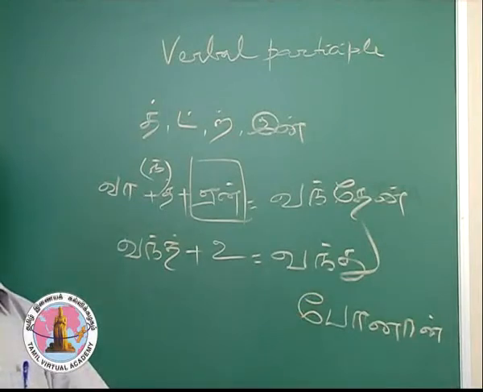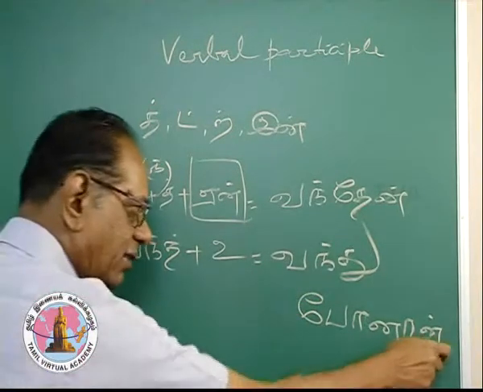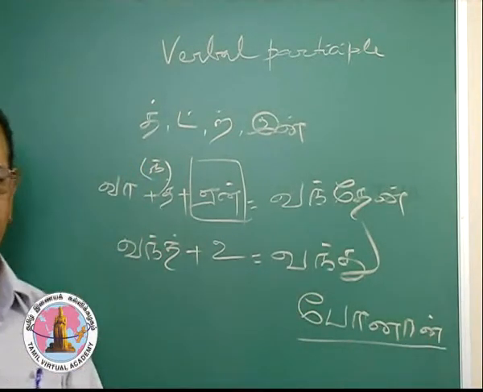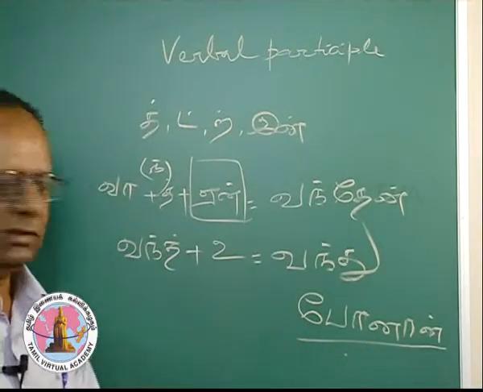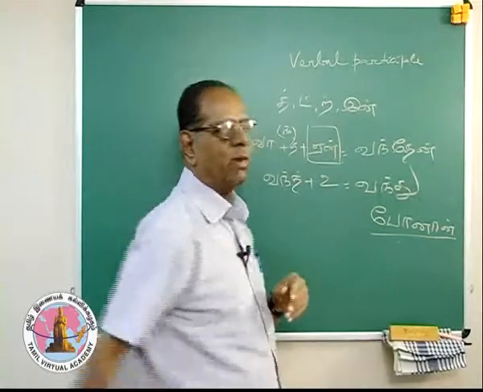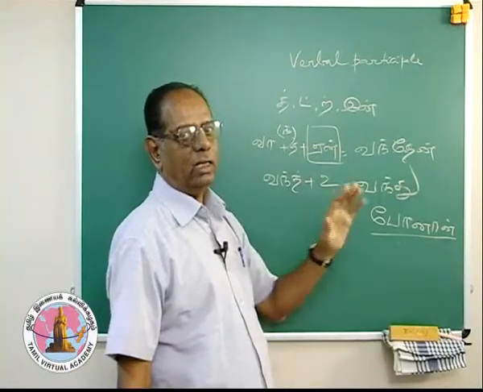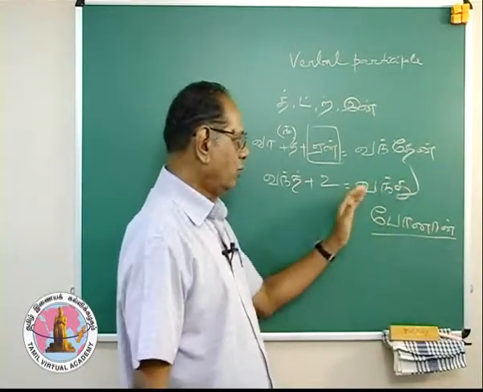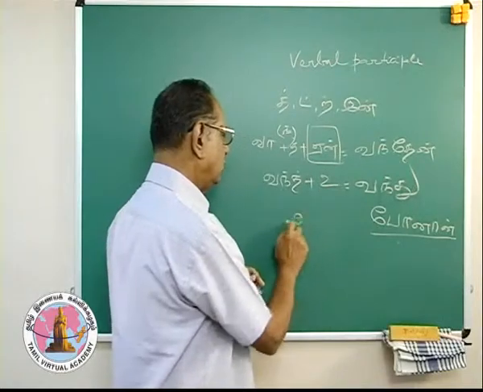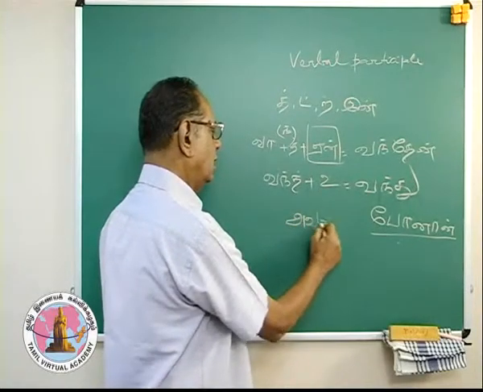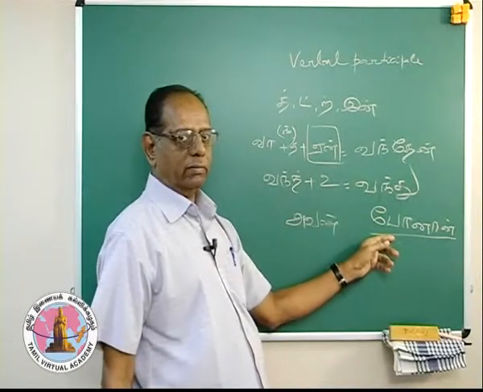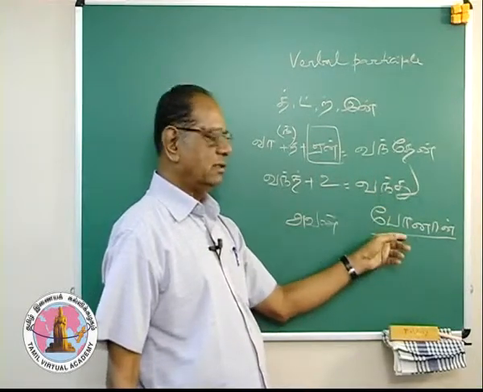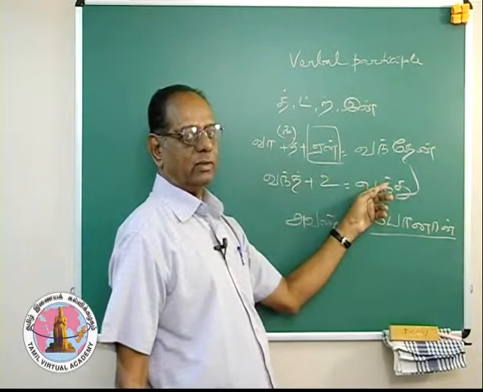Vandu ponan. This is a finite verb, a complete verb. It has an action, it has a tense marker, that is past tense, and a person marker, third person singular, human being. So, naturally I will put the subject as Avan Vandu ponan. This is the verbal participle.